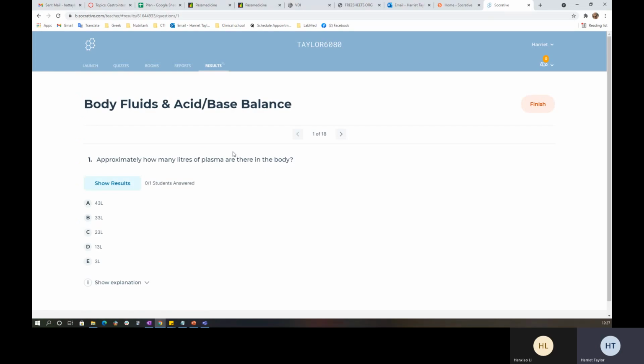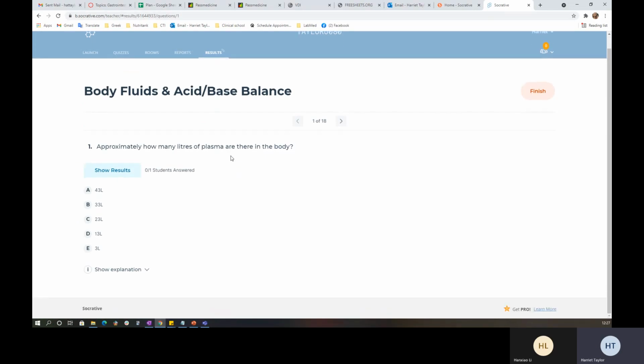Yes, so this is a Socrative quiz just to accompany the lecture. I'll just go through these. So approximately how many litres of plasma are there in the body? So just have a go answering that. I'm going to put in fake answers just to go along with you guys.